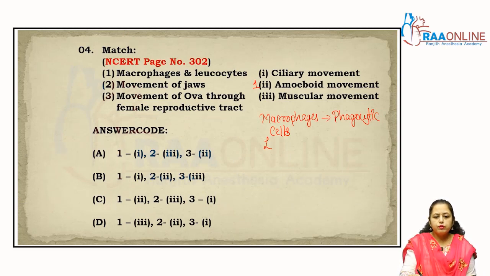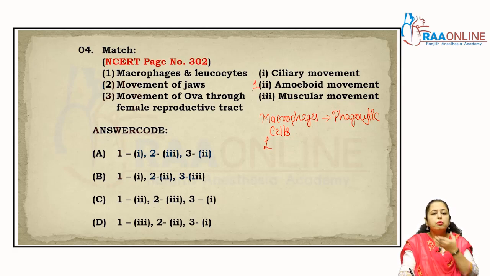Next one is the movement of jaw. Movement of jaw is a muscular movement. When we move our jaw, these muscles help in the movement of that jaw. That's why in case of tetanus, Clostridium tetani attacks the voluntary muscles and releases the tetanospasmin toxin, which inhibits the function of the voluntary muscles. So they are locked, and we are not able to move the jaw at that time. That's why that condition is called locked jaw or trismus. So the second one is muscular movement.